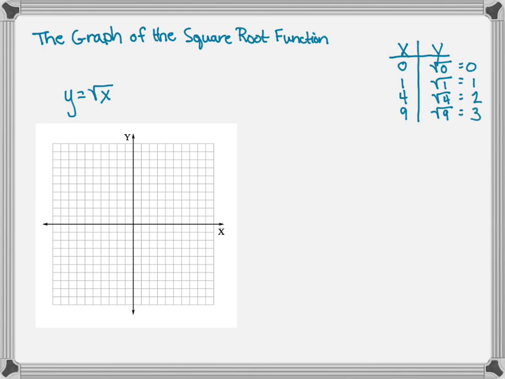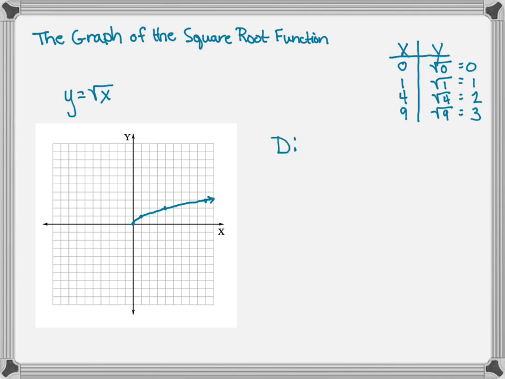So let's quickly plot these points. I've got (0, 0), (1, 1), (4, 2), (9, 3). And sketching in the curve, there is a quick graph of the square root parent function. And from this graph, we can easily identify some attributes.